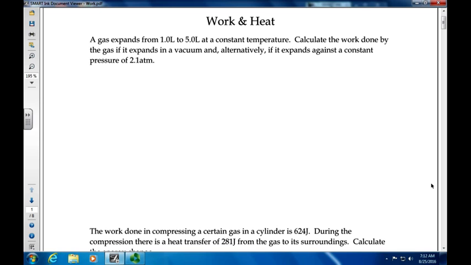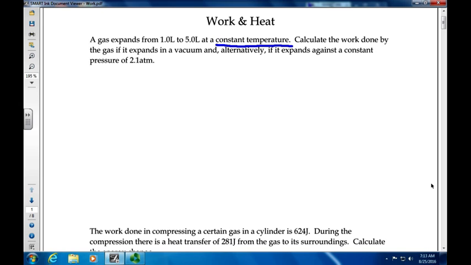And today we are looking at work and heat formulas. The first example that we're going to work on says a gas expands from 1.0 liters to 5.0 liters at a constant temperature. That is an essential key of information, constant temperature. Calculate the work done by the gas if it expands in a vacuum, and alternatively if it expands against a constant pressure of 2.1 atmospheres.